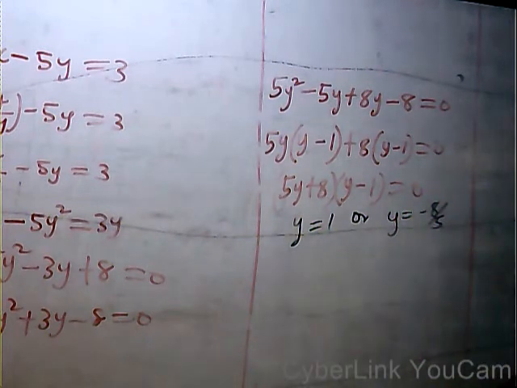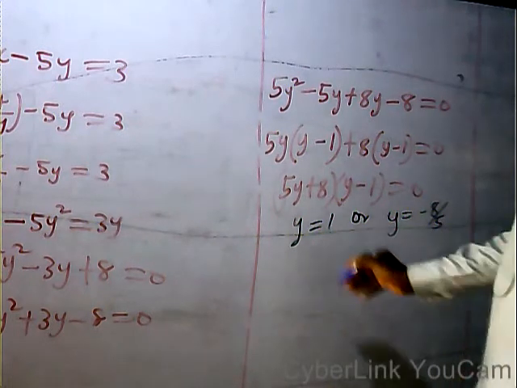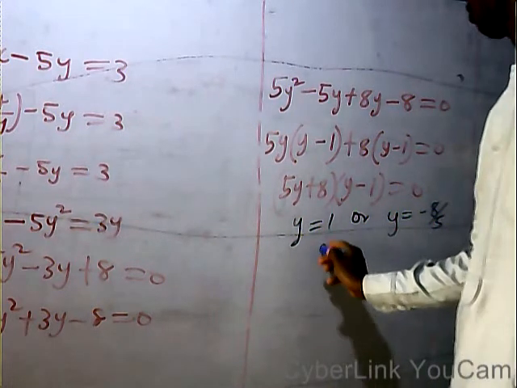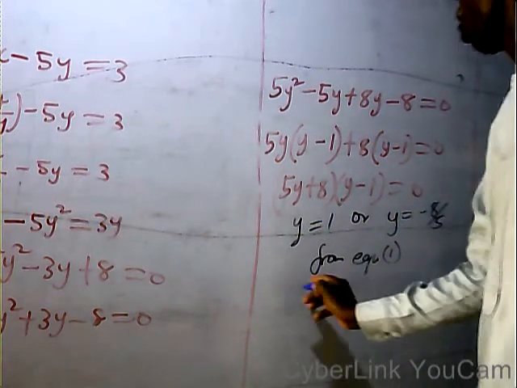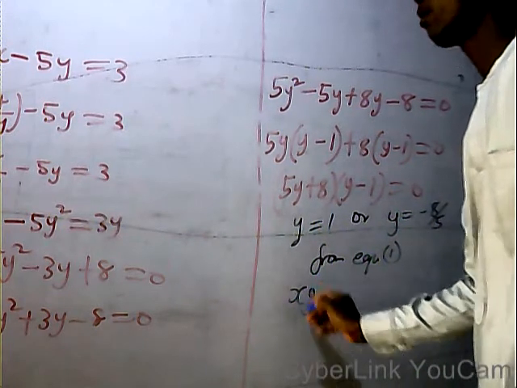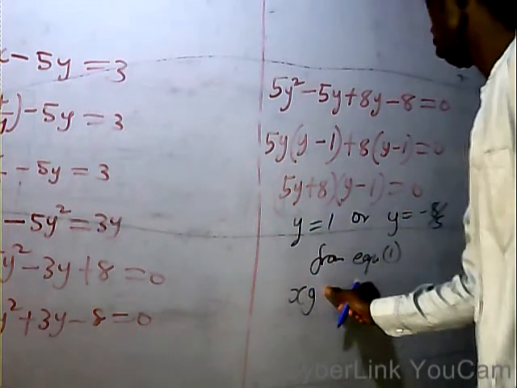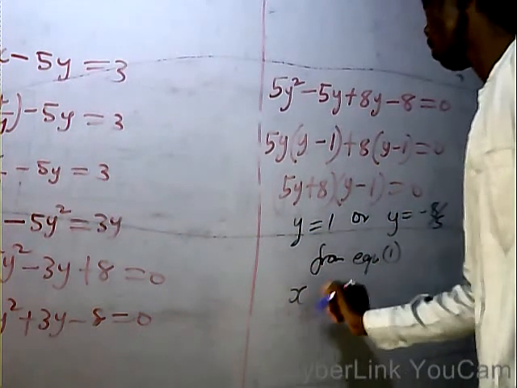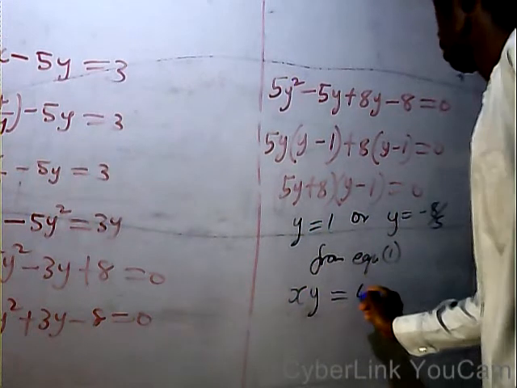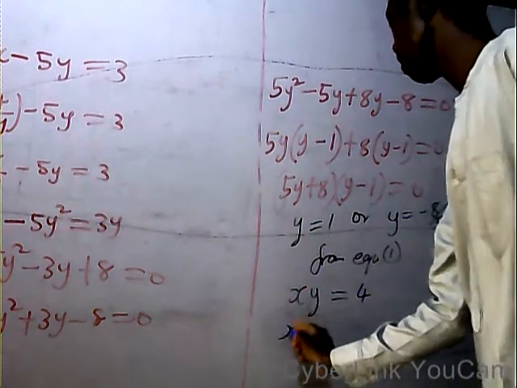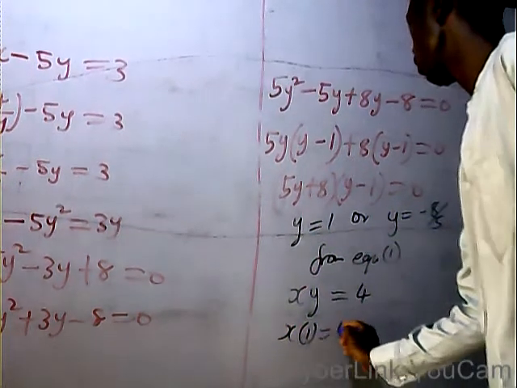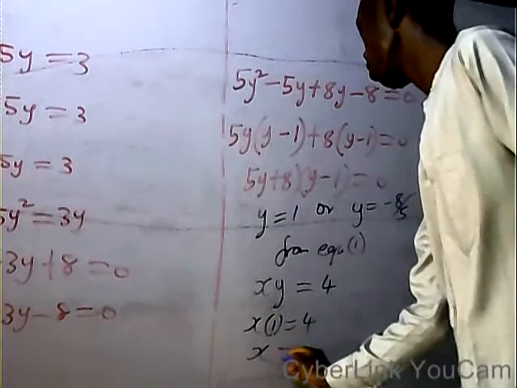We are not through yet. We have only succeeded in getting the values of y. What are the values of x at those instants? Don't forget, from equation 1, we are told that xy is equal to 4. So if my y is equal to 1, that means x into bracket 1 is equal to 4, and the meaning is that x is equal to 4.